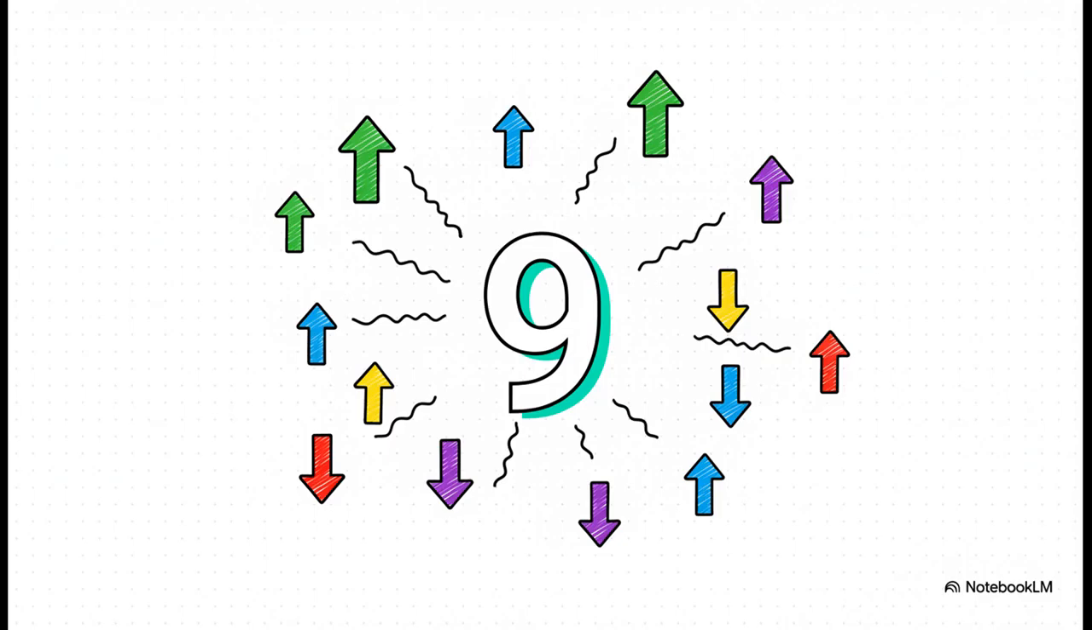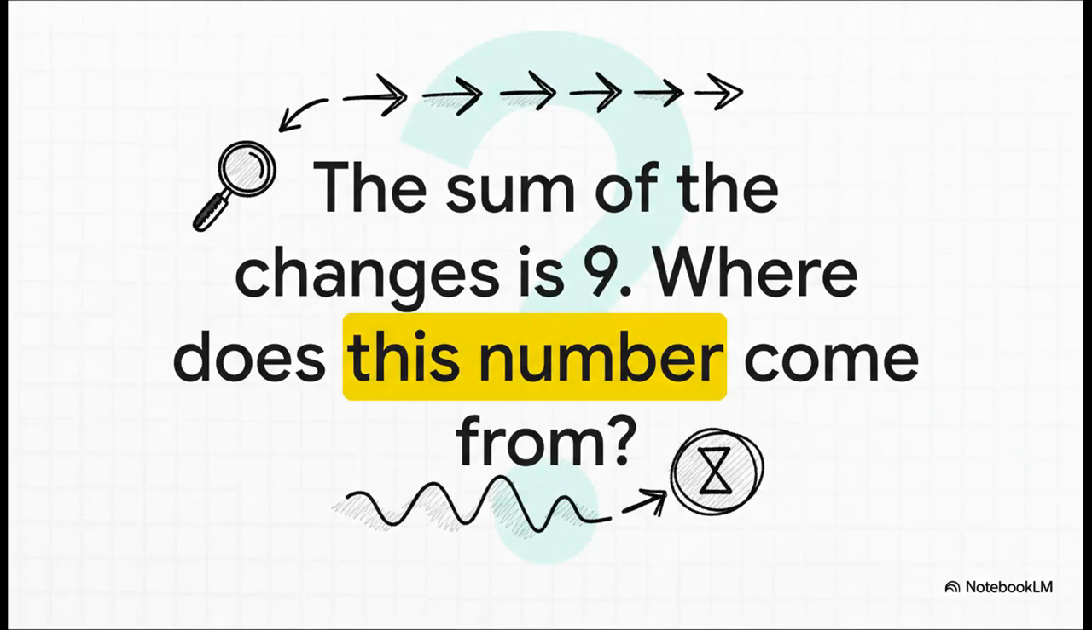All right, now for the fun part. What happens if we just add up all those small changes in the V column? So we have 2 plus 4 plus 1 minus 3 plus 5, and we get 9. So the number is 9. The big question is, where did it actually come from?